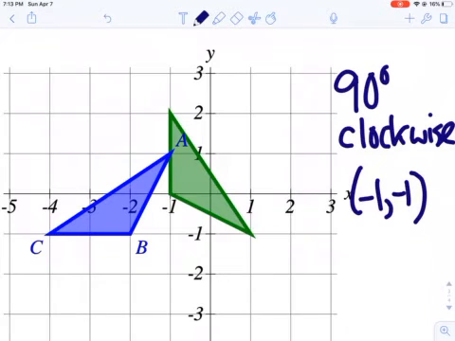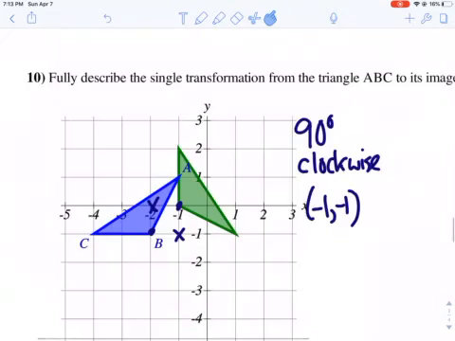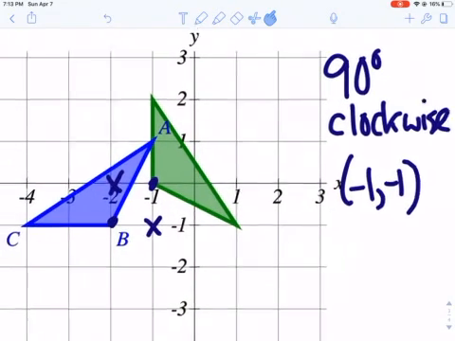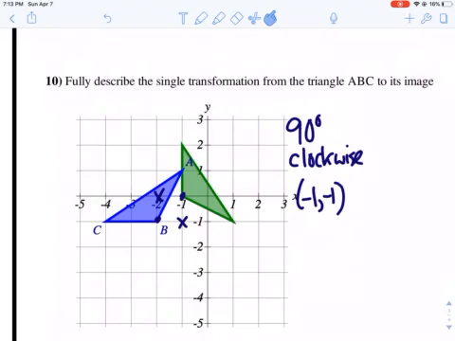Hopefully this helps you, and in the future, if you see problems like this, what I would recommend is to look for two points you absolutely know were rotated, and then just try to identify how you could get there. Try those different rotation origin points, or rotation center points, excuse me, and then see if they work for the other ones. Hopefully this helps.